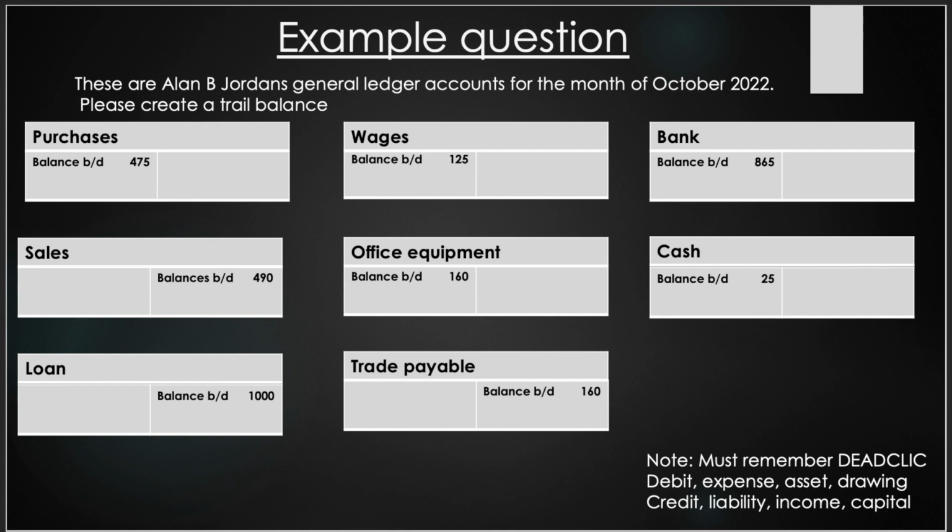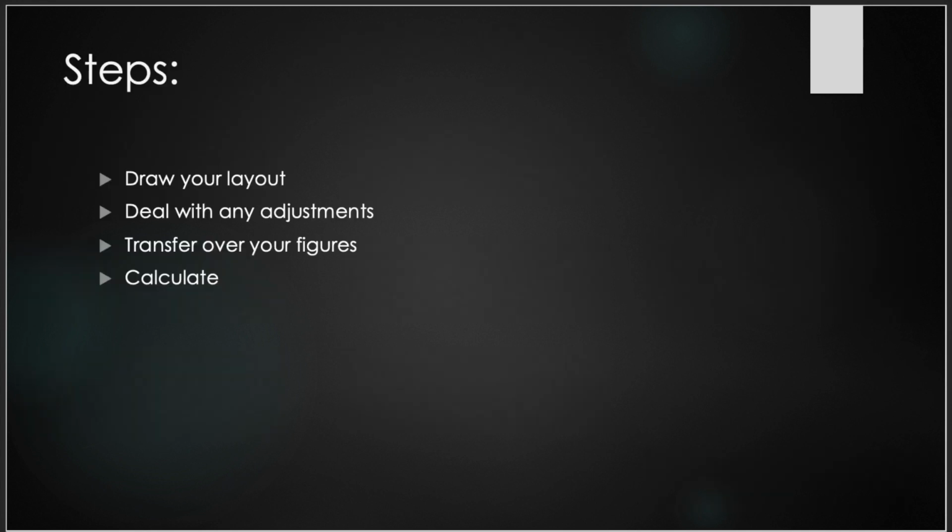Alright, so this is our example question. These are Alan B. Jordan's general ledger accounts for the month of October 2022. Please create a trial balance. Okay, first of all, what do we have on our screen? These are all general ledger accounts. We have purchases, sales, loan, wages, office equipment, trade payable, bank, cash.